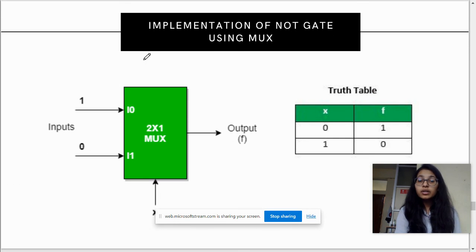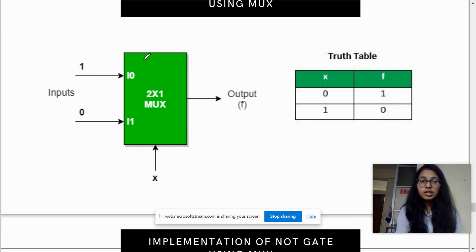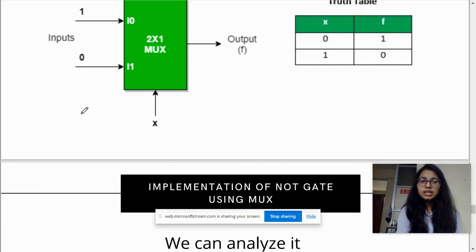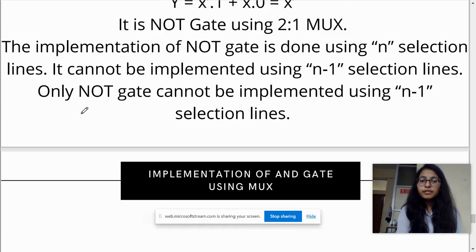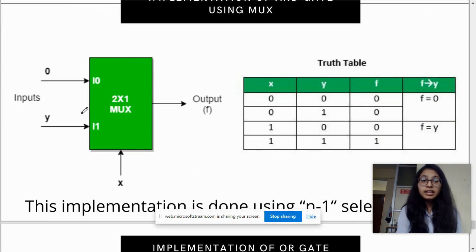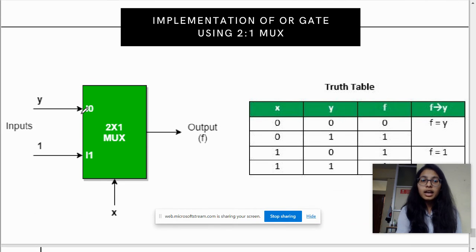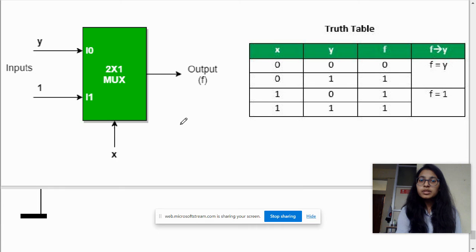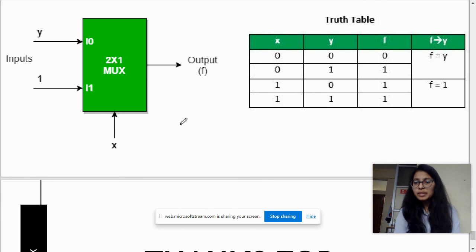Now, one of the applications of this is that we can implement NOT gate, AND gate, and OR gate using a multiplexer. We just need to remember that we'll have 1 and 0 as our inputs for the NOT gate. For the AND gate, we'll have inputs 0 and y, and for the OR gate we'll have inputs y and 1. So these were some of the applications of the multiplexer.